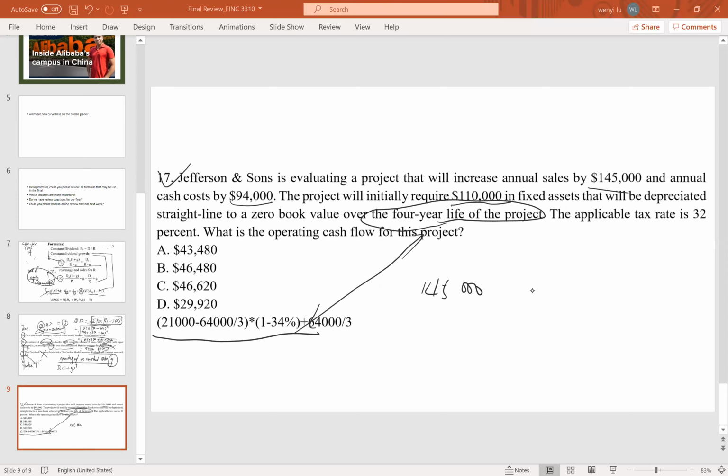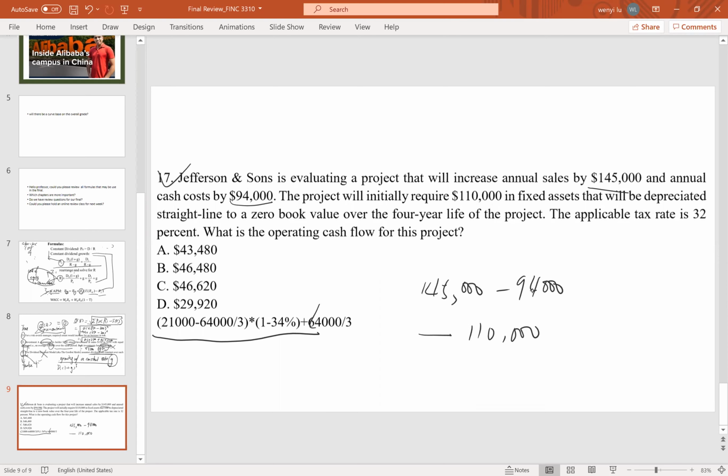145,000 minus the cost of 94,000, that's the annual cash cost. And we also have the depreciation, right? What's the depreciation? You can see here, the initial cost of the fixed asset is what?